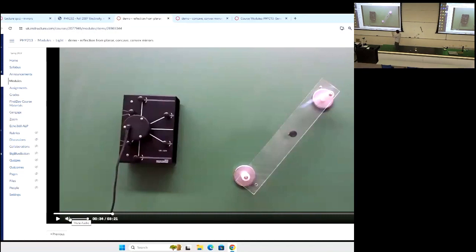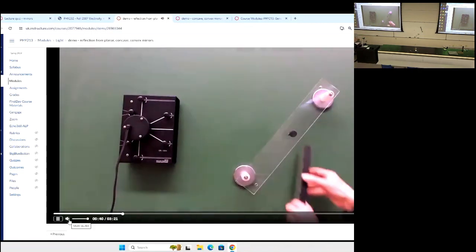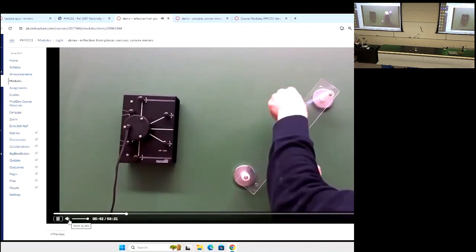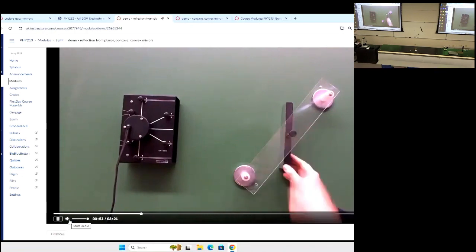This device here, what's this? This is just a device in which I can fix a plane mirror or a curved mirror, convex mirror, concave mirror. So it's just a support. So if we just run this, I'm going to put a plane mirror in the support. And that's a plane mirror, by the way. That's a flat mirrored surface that I've fixed here.